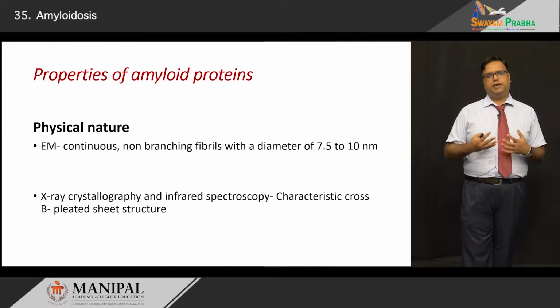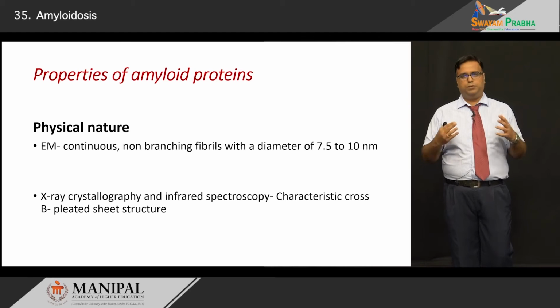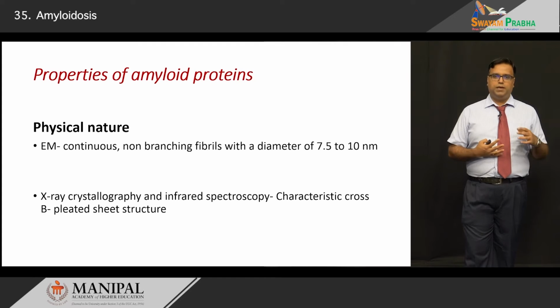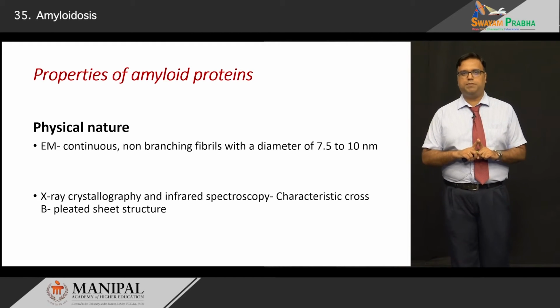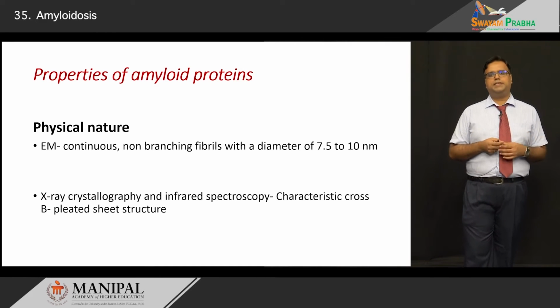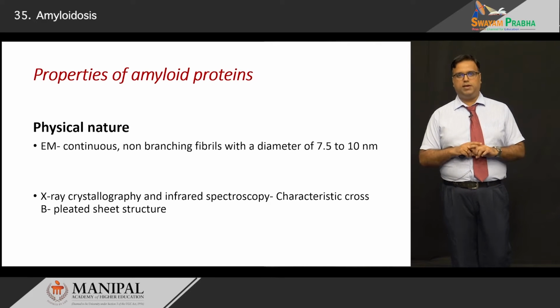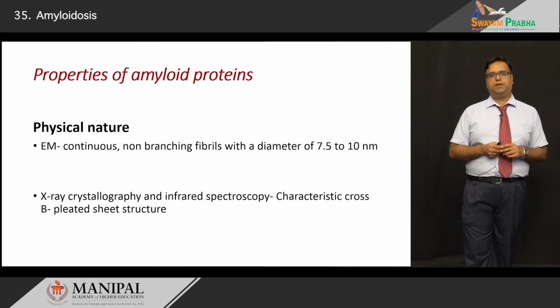So let us try to understand amyloid in terms of its properties. What are they endowed with and how does it affect the cells? Now the physical nature of the amyloid: if you do an electron microscopy, going right down to that level, you will see that they are continuous, non-branching fibrils with a diameter ranging somewhere between 7.5 to 10 nanometers. Imagine a stack of hay arranged continually and non-branching. A haystack kept in front of you is analogous to the nature of the amyloid as you will see it under electron microscopy.